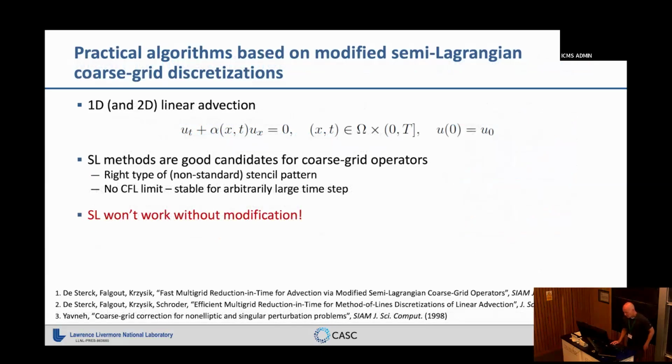Okay, so let's start with linear advection, 1D and 2D, even though I'm showing 1D here, variable wave speed out front. And I mentioned semi-Lagrangian-like operators, so that would be a good choice for getting a practical method. It has a nice property. There's no CFL limit as well. Turns out, though, you can't just use semi-Lagrangian on the coarse grid and solve the problem. It won't be convergent. You have to do something more. I'll talk about that on the next slide. And if you want to know more details, the first two papers here are what you need to look at.